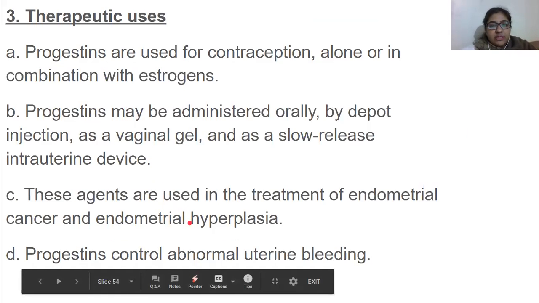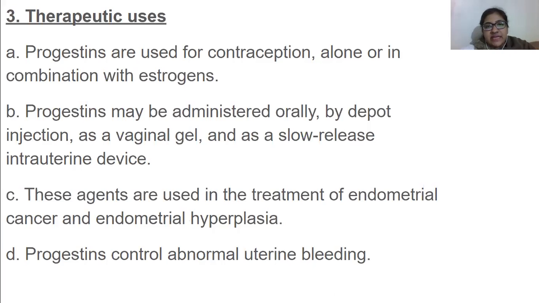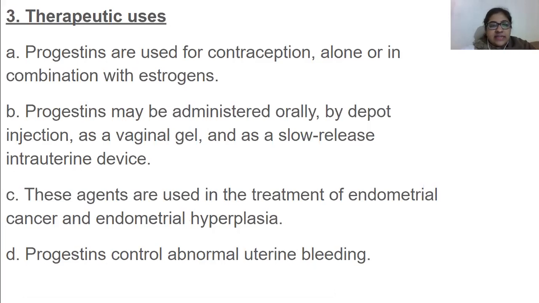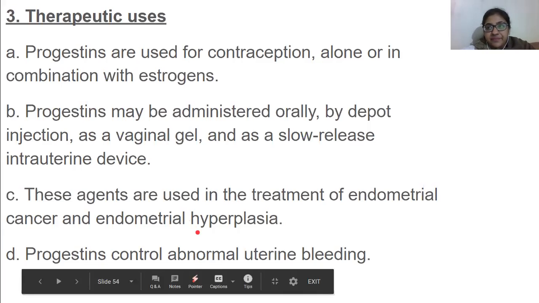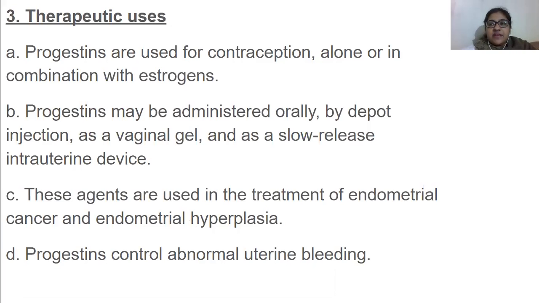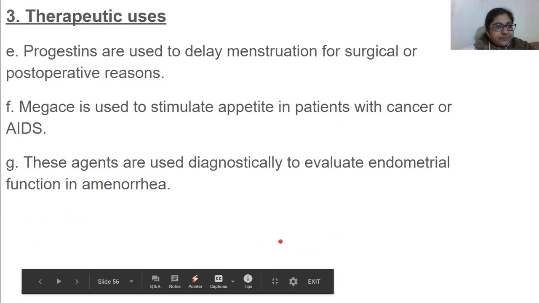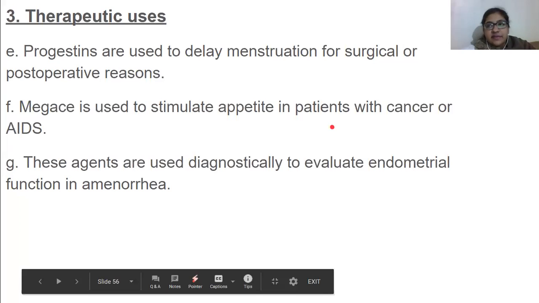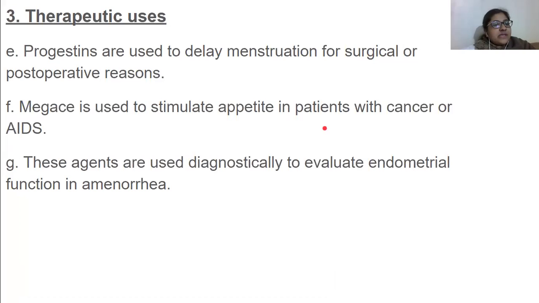Progestins control abnormal uterine bleeding, especially when there is a miscarriage. The ladies usually have spotting, so they take this medicine and hope it will work and the uterine wall gets thick enough to support the baby, the fetus; it will be protected, it will survive. Progestins are also used to delay menstruation for surgical and postoperative reasons, and we also use it during Hajj. Megace is used to stimulate appetite in patients with cancer or AIDS. These agents are used diagnostically to evaluate endometrial function in amenorrhea.